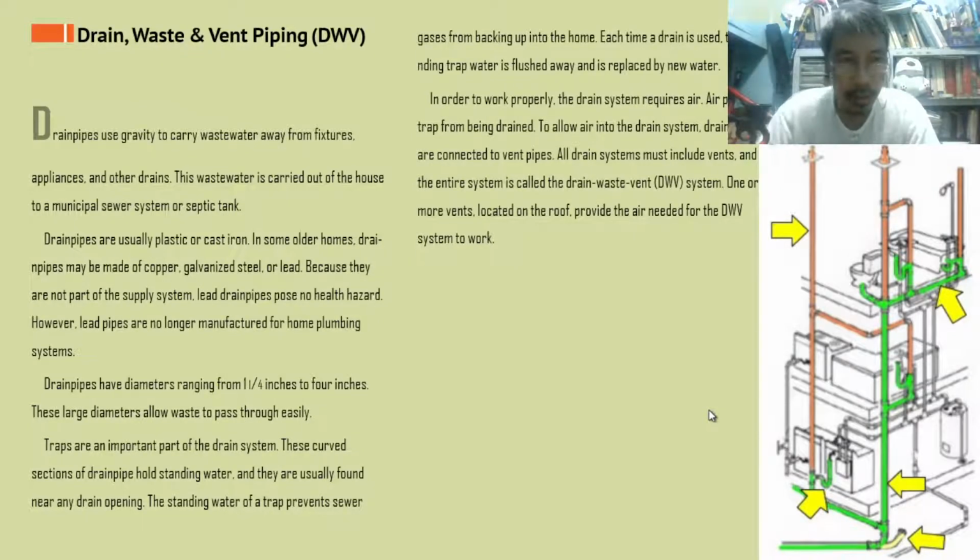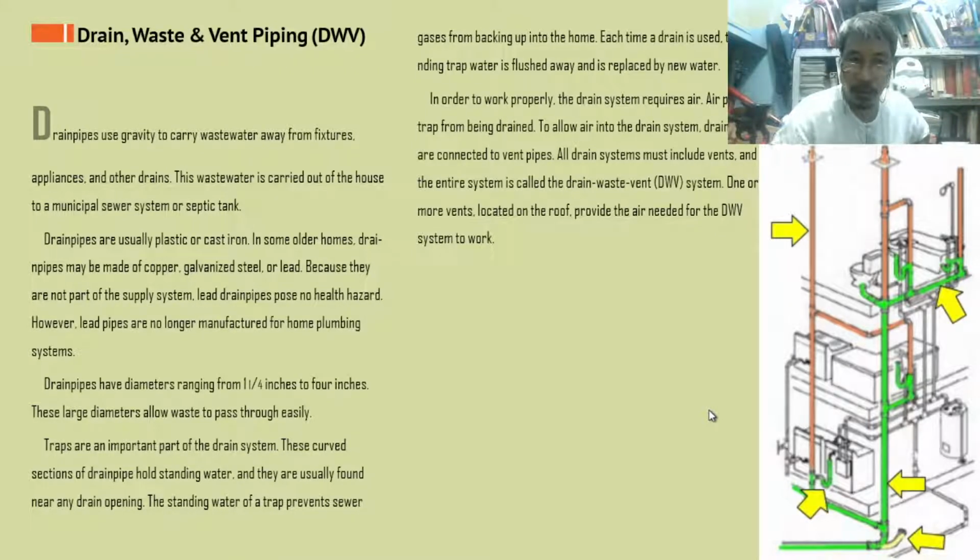Drain pipes use gravity to carry wastewater away from fixtures, appliances, and other drains. This wastewater is carried out of the house to a municipal sewer system or septic tank. A very common application in our country. Usually, we do not have a municipal sewer system or treatment plant in our municipality or city. We have an individual septic tank for each building.